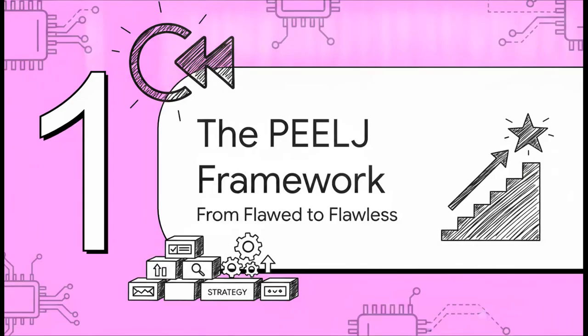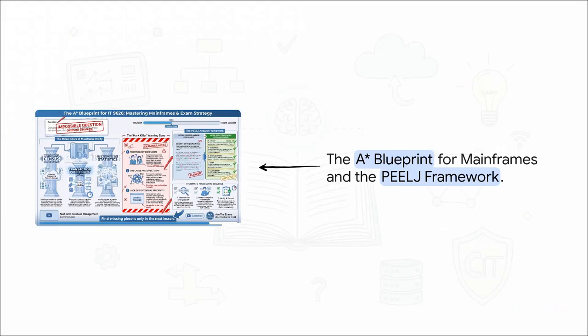Section 1. The PLJ framework. From flawed to flawless. But don't worry, we aren't just here to look at the mistakes. Let's systematically rebuild that flawed answer from the ground up using a proven strategy. Instead of relying on those generic cold open statements, notice how this visual blueprint uses the PLJ framework. That stands for point, evidence, explanation, link, and judgment.